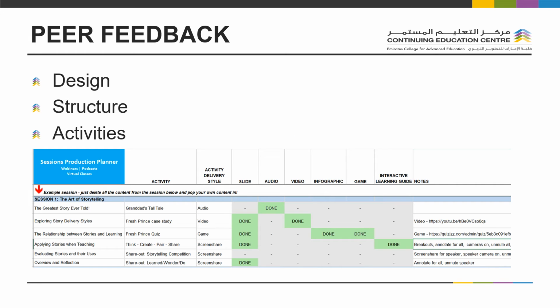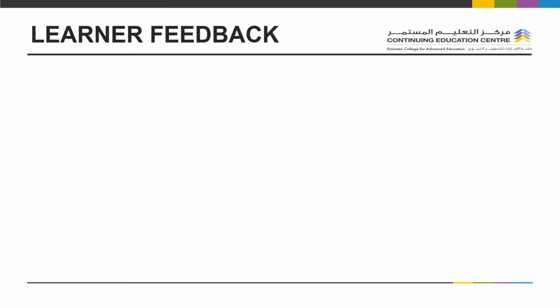You could also ask them for feedback on your activities themselves. So remember that production planner, you could look at this and see, well, I have an activity that's going to be related to the greatest story ever told. Now, is just telling a story the most appropriate activity or not? And so your colleagues will definitely be able to give you excellent feedback on your training. Now, the next type of feedback that you can get is from your learners. This is another angle for you.